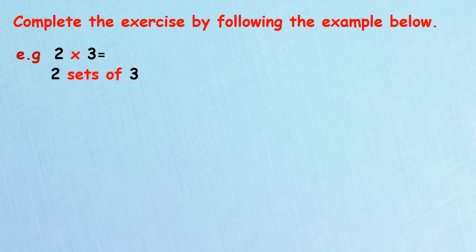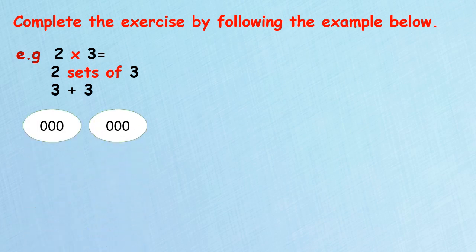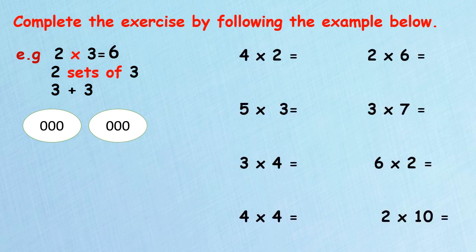I have an exercise for you to do. I will do an example first. So if I have 2 multiplied by 3, this is the way you are going to write it in your books. 2 multiplied by 3 is the same as 2 sets of 3. Then we use our repeated addition. We have our 2 sets of 3. Then we draw our sets. And your answer is 6. So this is the exercise and you are going to do each one using these steps.